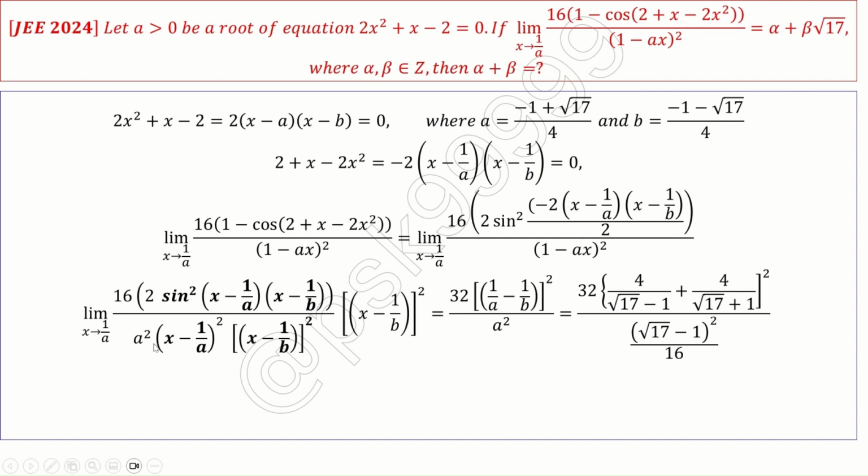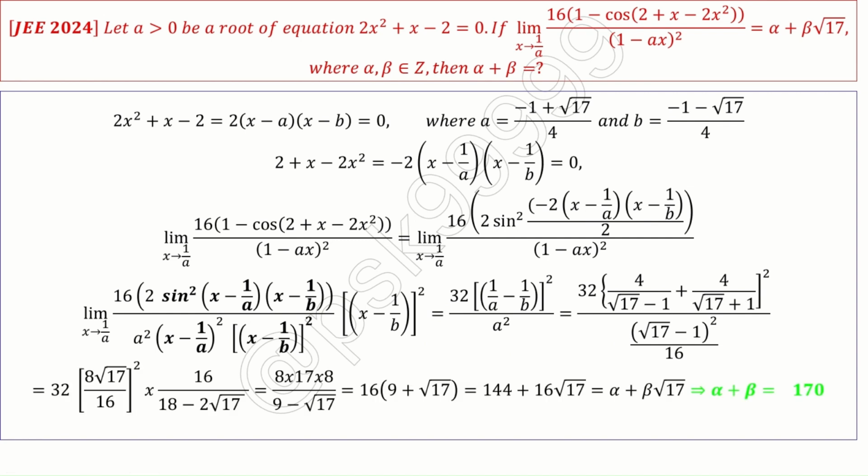Now this part, whatever is bold, is 1 basically. So I am left with 32, since 16 into 2 is 32. Okay, and x tends to 1 by a, so 1 by a minus 1 by b whole square divided by a square, right? So now I substitute the values of my a and b and carefully do the calculation. Okay, this is a very, very important calculation.